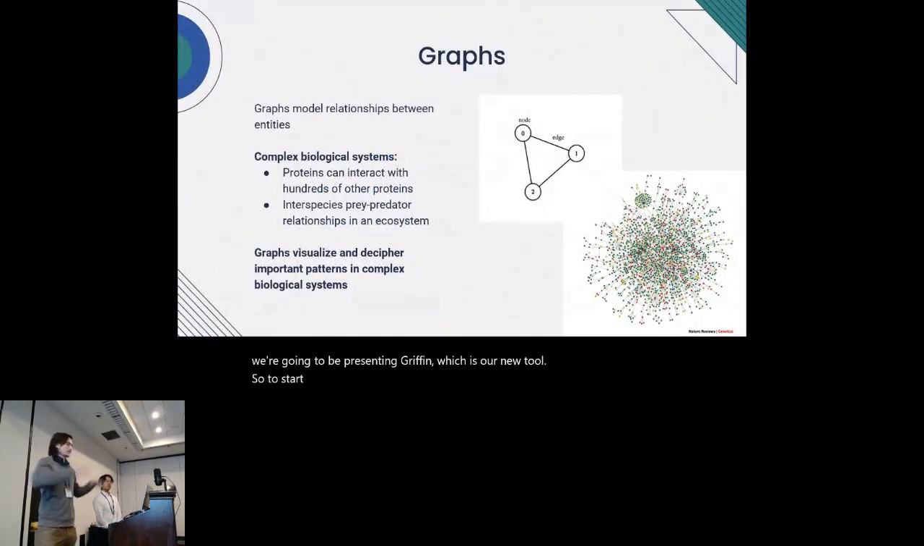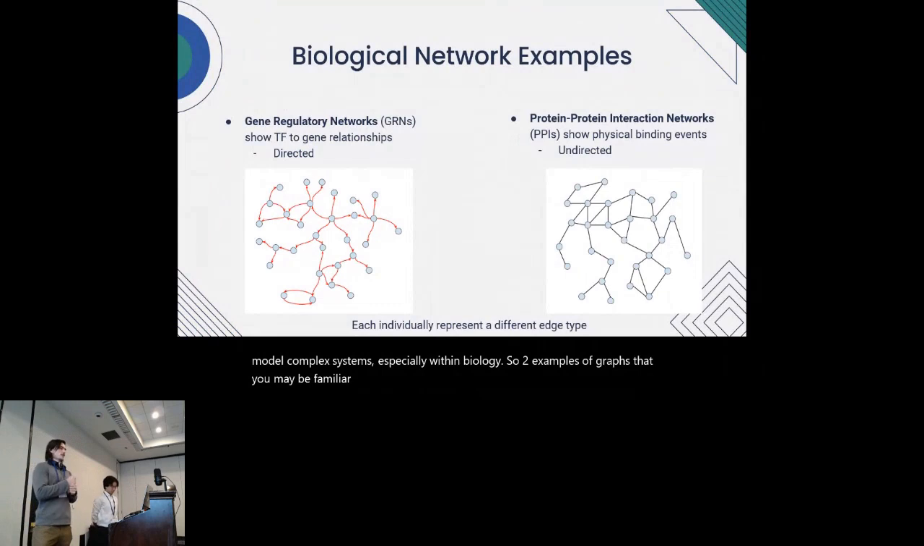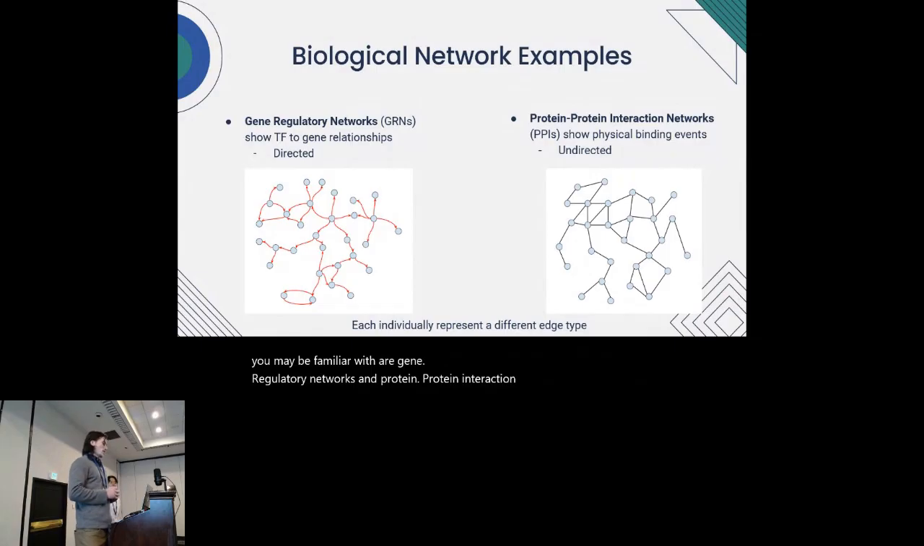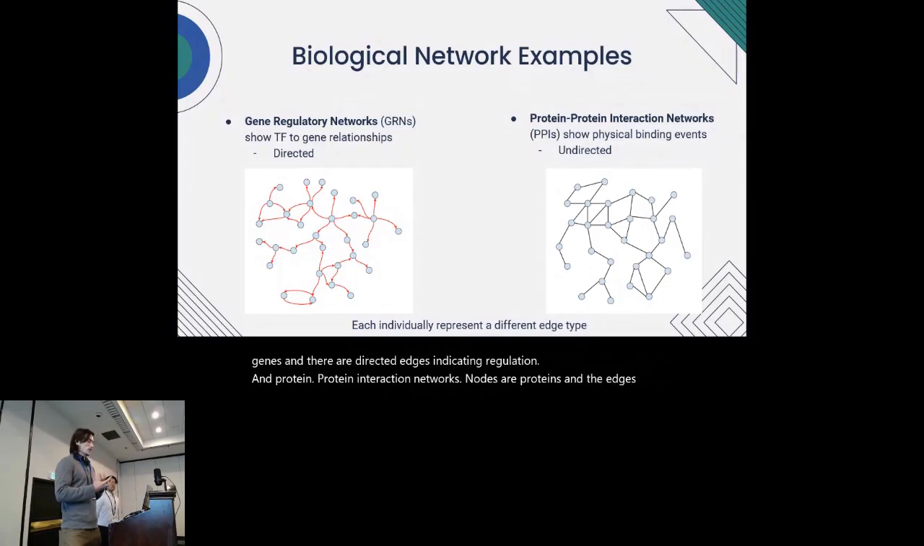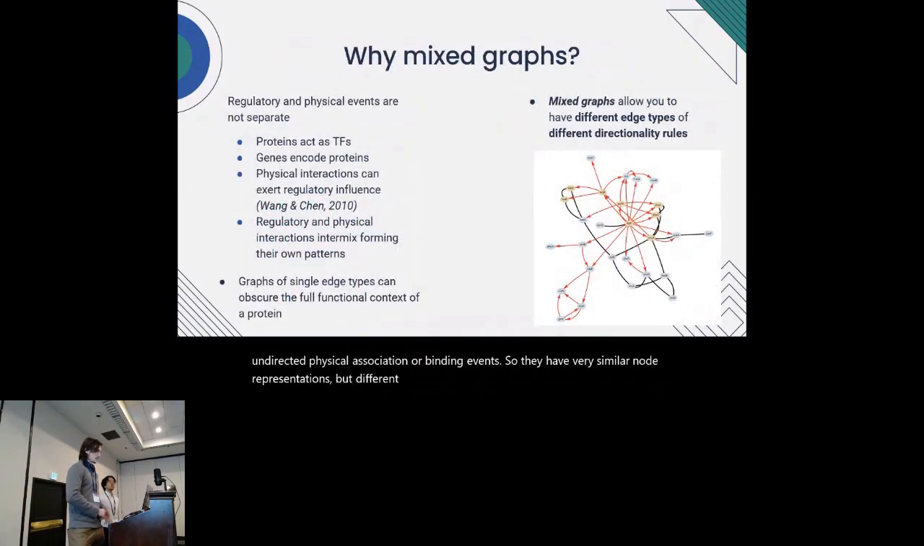So to start out, essentially just a basic overview of graphs. Graphs are ways to model complex systems, especially within biology. Two examples of graphs that you may be familiar with are gene regulatory networks and protein-protein interaction networks. These have very similar nodes. In gene regulatory networks, nodes represent transcription factors or genes, and there are directed edges indicating regulation. In protein-protein interaction networks, nodes are proteins, and the edges are undirected physical association or binding events. So they have very similar node representations, but different edge representations.